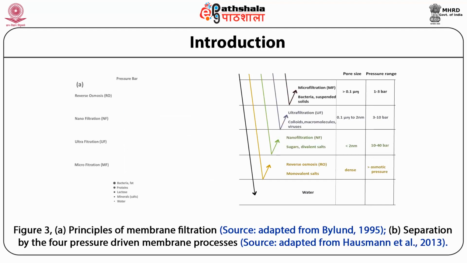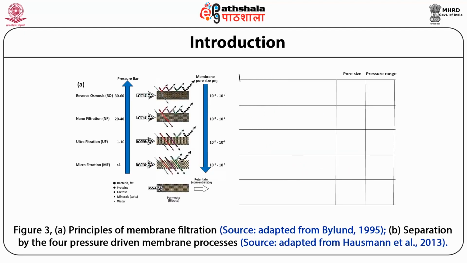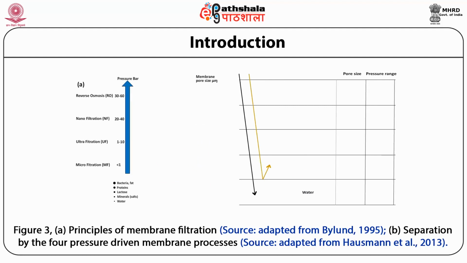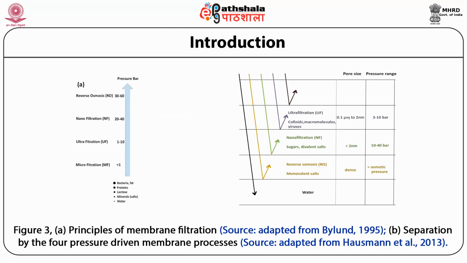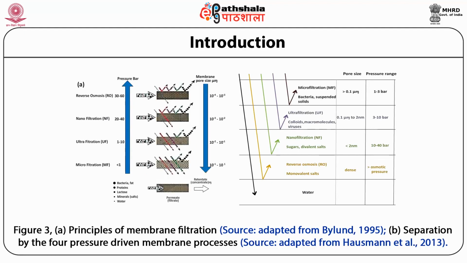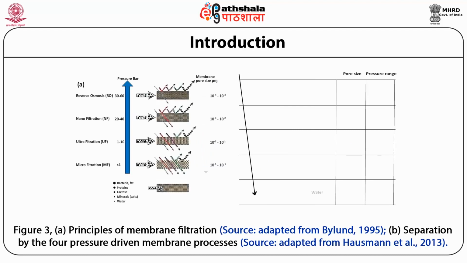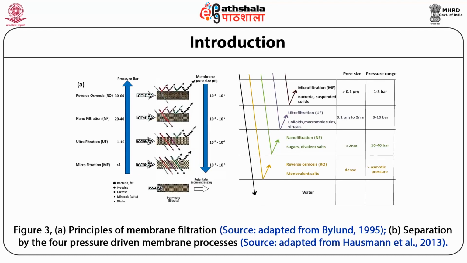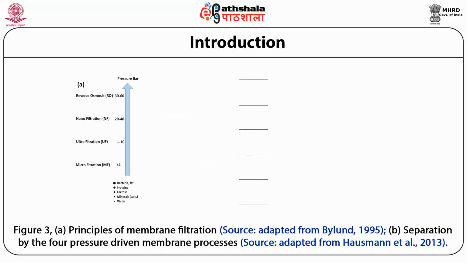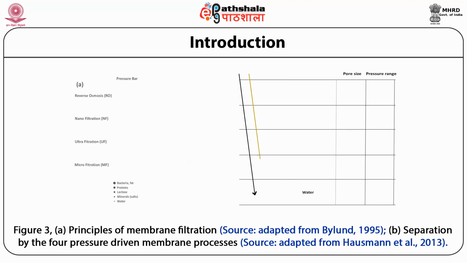So in figure A, we can see that there are 4 processes: microfiltration, UF, NF and RO, and the applied pressure for MF is less than 1 bar, UF 1 to 10 bar, nanofiltration 20 to 50, and reverse osmosis 30 to 60 bar. And which particles are retained and passed has been shown with the arrows: bacteria in blue color, bacteria and fat, protein in green color, lactose in violet color, minerals in red color, water in sky blue color.